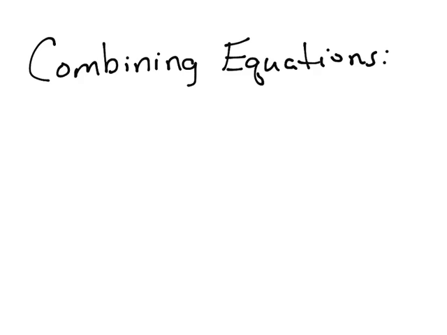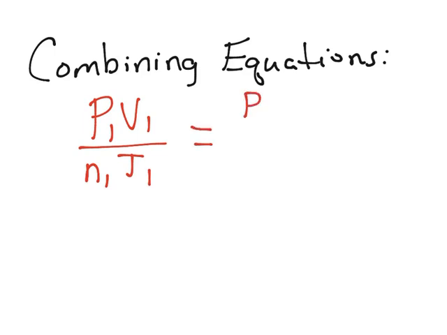in which case you can say that the initial pressure times the initial volume divided by the number of moles initially times the temperature in Kelvin initially has to equal the second pressure times the second volume over the second number of moles times the second temperature. Since these are all proportional to one another, some inversely, some directly, you can relate them to this one equation. And you can even take it a step further.